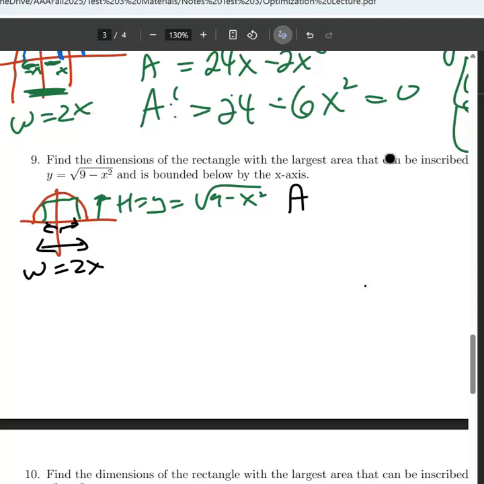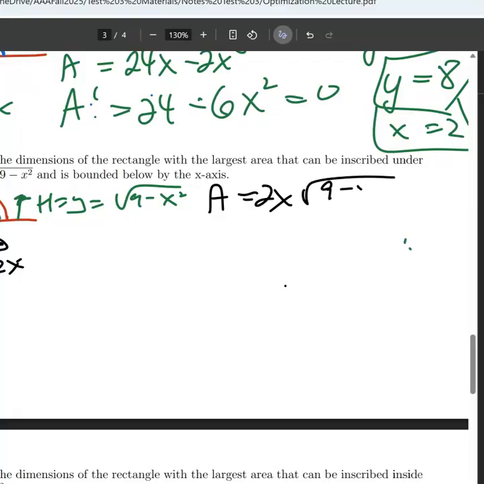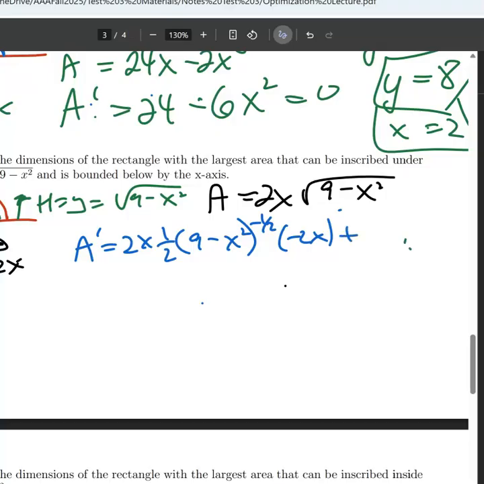So my area is going to be 2x times the square root of 9 minus x squared. Okay, so you know we need to do product rule. So let's do it. First, d second, so 1/2, 9 minus x squared to the negative 1/2 times negative 2x, that's first d second, plus second d first, and that's times the 2. I always suggest we write terms with negative exponents in the denominator. And I'm going to look to see if anything cancels along the way. Oh, look at that, the 2's cancel.